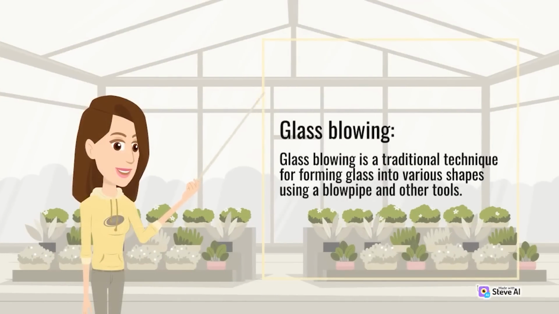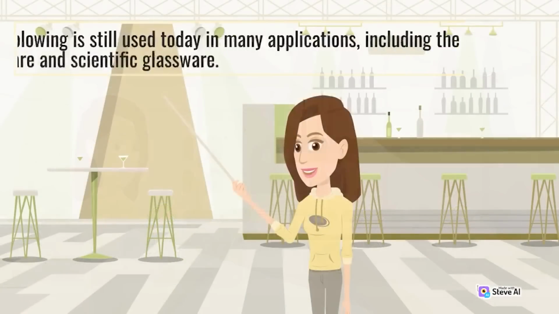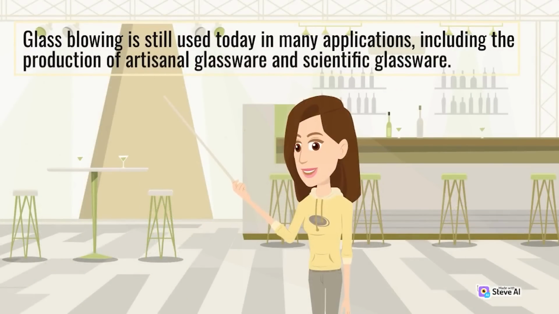Glass blowing. Glass blowing is a traditional technique for forming glass into various shapes using a blowpipe and other tools. Glass blowing is still used today in many applications, including the production of artisanal glassware and scientific glassware.